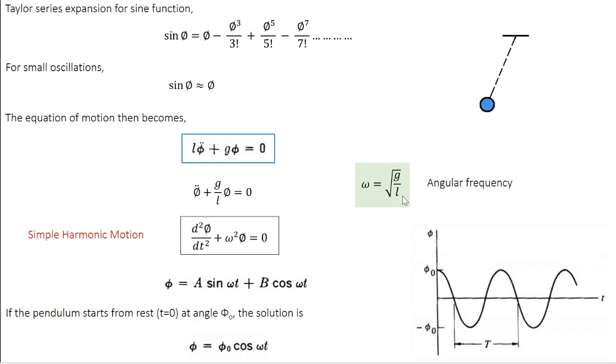Now what is the advantage of approximating your system to a simple harmonic oscillator? Because as I said, in the case of simple harmonic motion, the standard form of the equation is known. Even without solving it, I can write down the solution. Phi equal to a sine omega t plus b cos omega t, where a and b are unknown constants. And we know how to find the values of unknown constants, right?